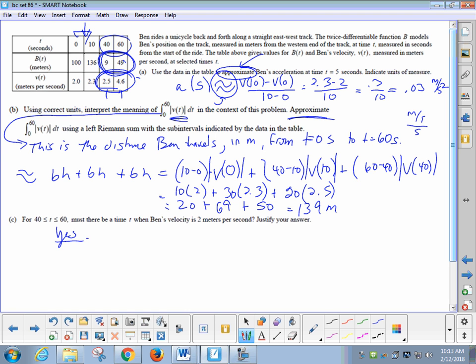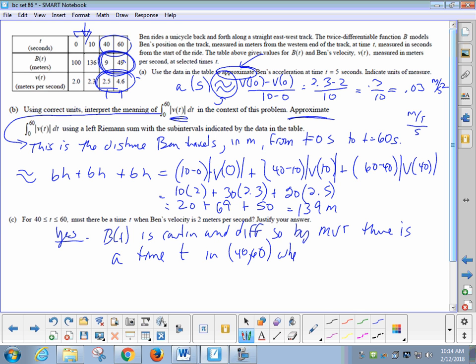As far as what I want to claim, continuous and differentiable: B is continuous and differentiable, or B prime is continuous and differentiable? B, his position, is continuous and differentiable. Don't worry about the units or the time frame. So, by MVT, there is a time. You could call it C. I'm just going to call it T, in 40 to 60, where B prime at that time, which is the velocity at any time, is B at 60 minus B at 40 over 60 minus 40, which is indeed 2 meters per second.